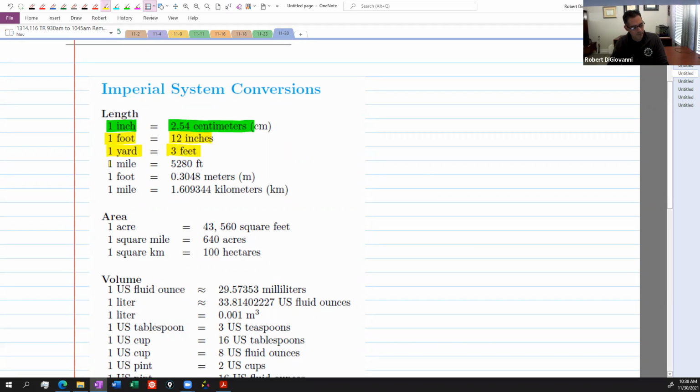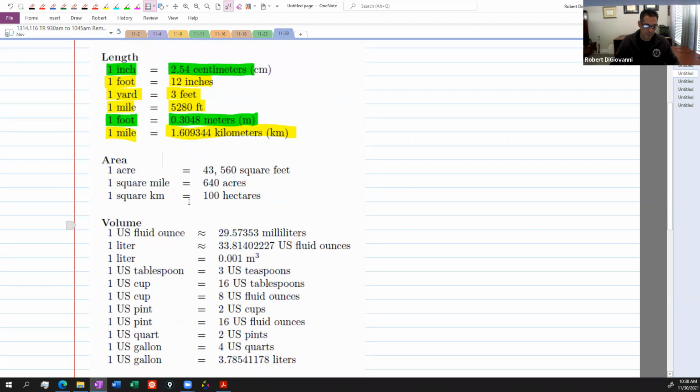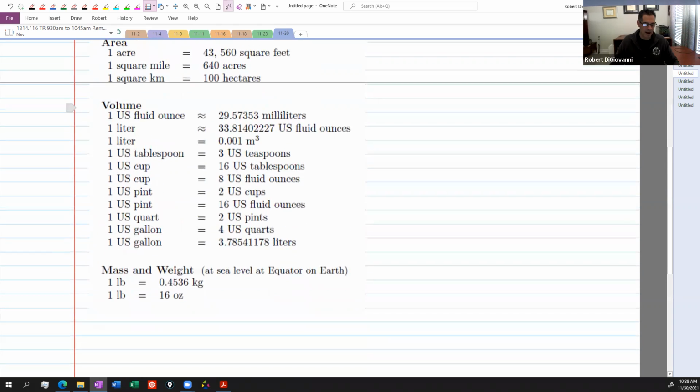A mile in feet here. Here's one that converts a foot to a meter. That's going from imperial to metric. A mile to a kilometer. That's a standard. And then when it comes to areas, here are conversions, and then volume, and then mass.